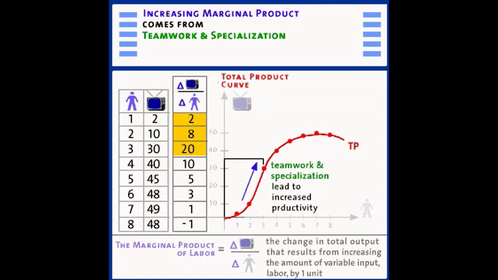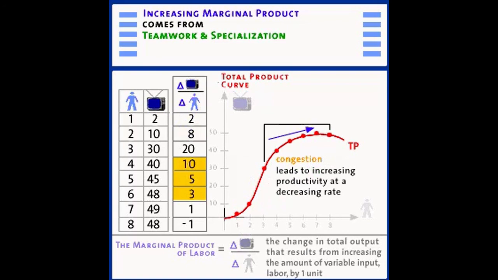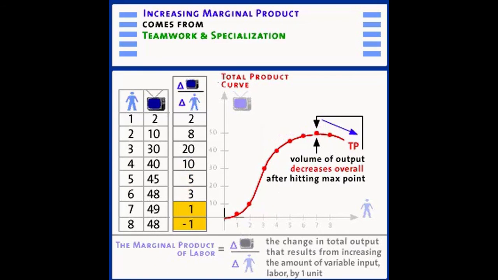The workers begin to have accidents, step on each other, get in each other's way, and output begins to increase at a decreasing rate. Finally, after this point right here, after our point of maximum output, the losses from congestion are so great that additional workers actually reduce total output. There's so much congestion that it's actually reducing total output. No firm in its right mind would ever operate over in this region of its total product curve, because you can produce as much output with fewer workers. That's going to be less expensive and more profitable.